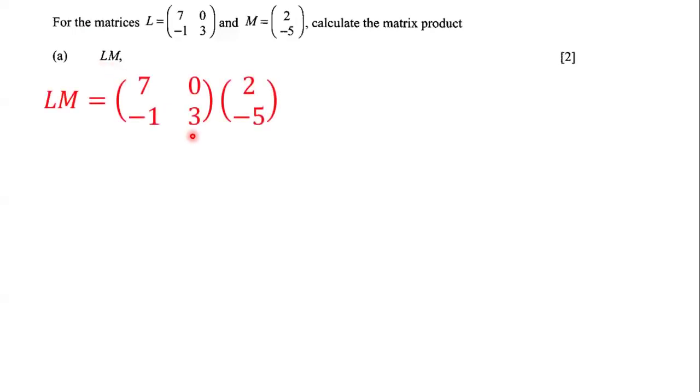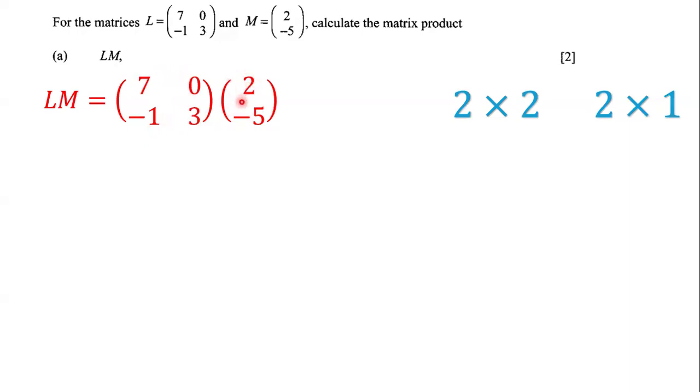Now, what is the order of matrix L and what is the order of matrix M? The order of matrix L is a 2 by 2 matrix, and the order of matrix M is 2 by 1. 2 by 2 because it has 2 rows, right? This is 1 row, this is the next row, and 2 columns. This is 1 column, this is another column. So this is a 2 by 2 matrix.